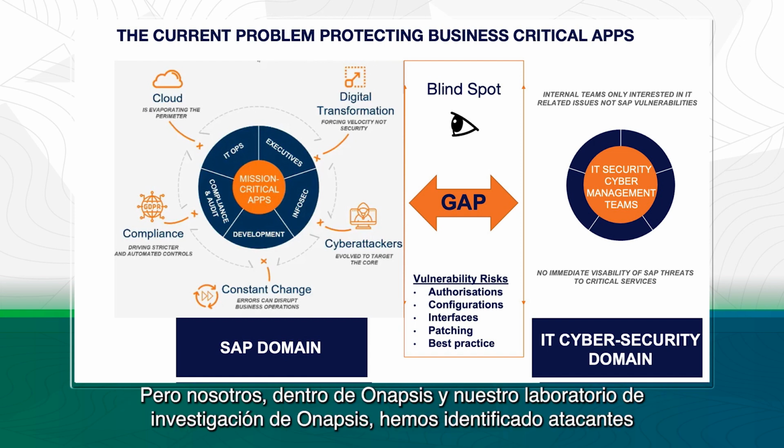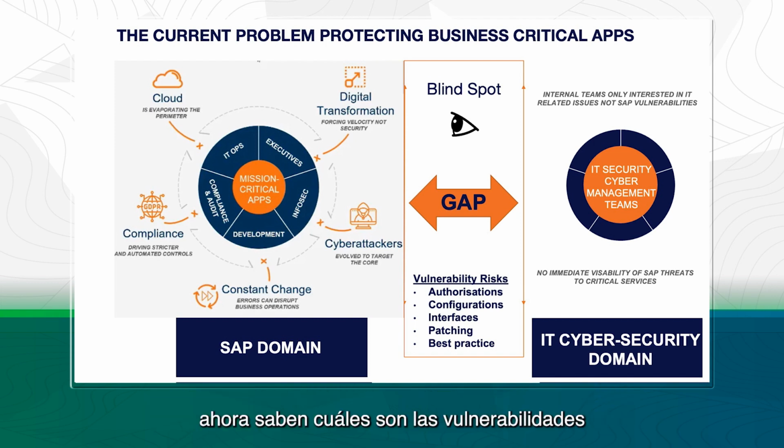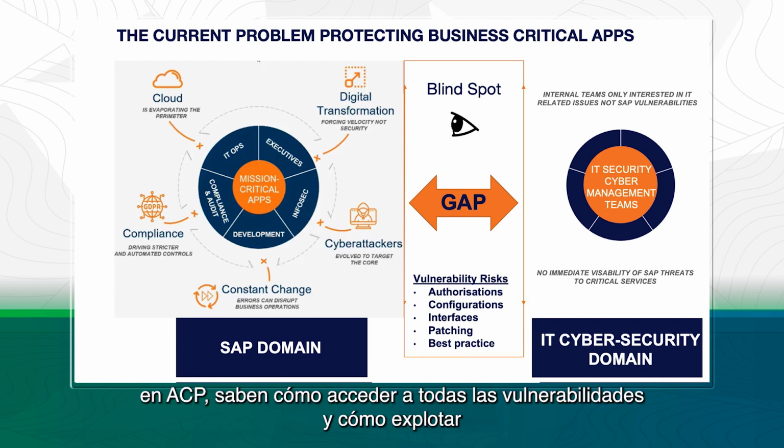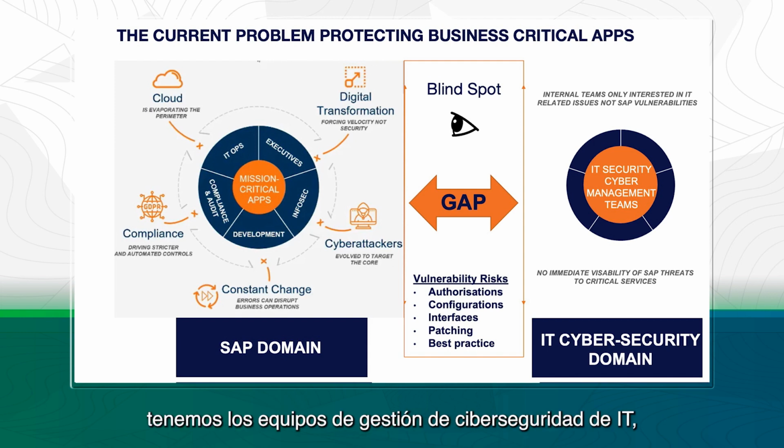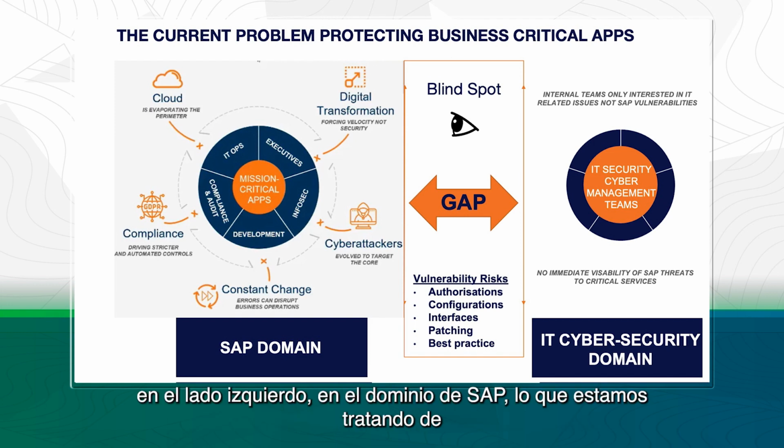But with the Onapsis Research Lab, we have identified that attackers now know what the vulnerabilities in SAP are. They know how to access and exploit those vulnerabilities, as well as how to get information about them. And then on the right side, we have the IT security and cyber management teams, which are used to taking care more of the infrastructure, the network, etc. But they have no visibility into what we have on the left-hand side, the SAP domain.